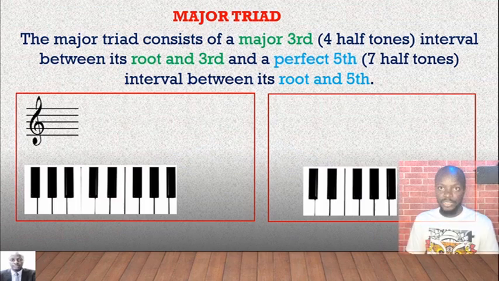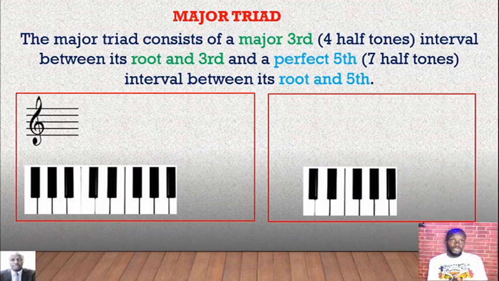We're going to start with the major triads. A major triad consists of a major third and a minor third. So a major third under a minor third. From the root to the third is a major third, and from the third to the fifth is a minor third. It's a stack of a major third and a minor third.